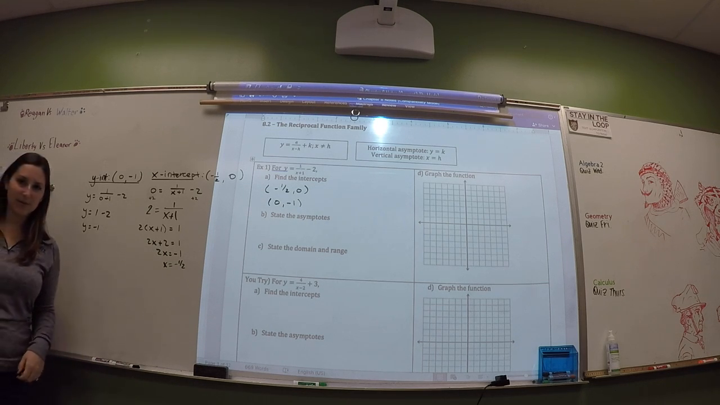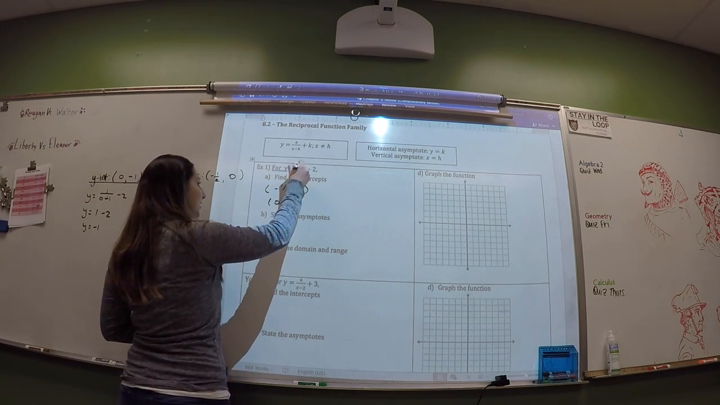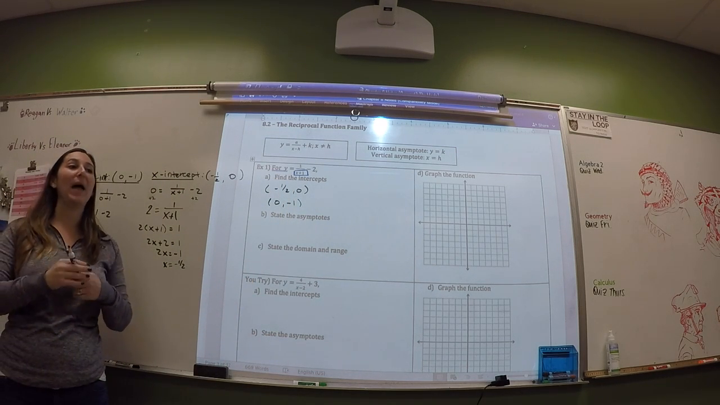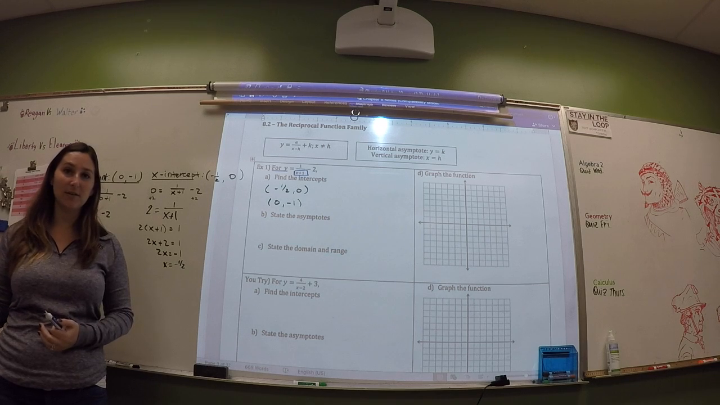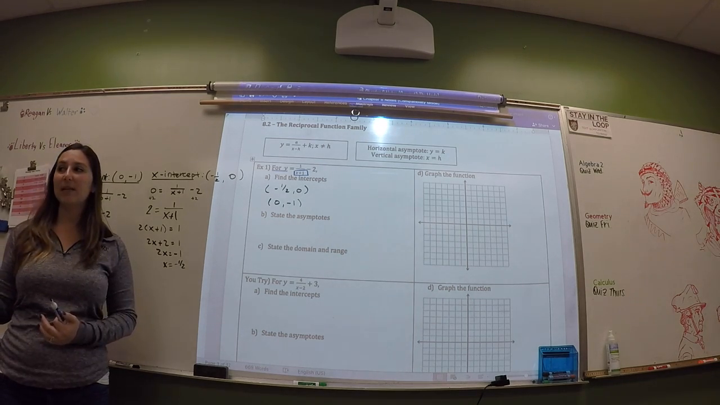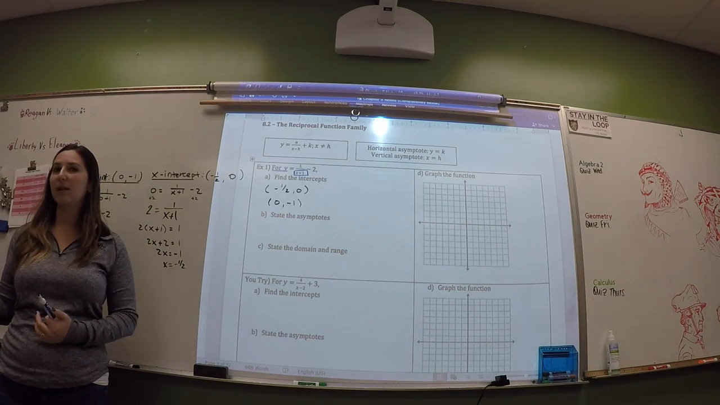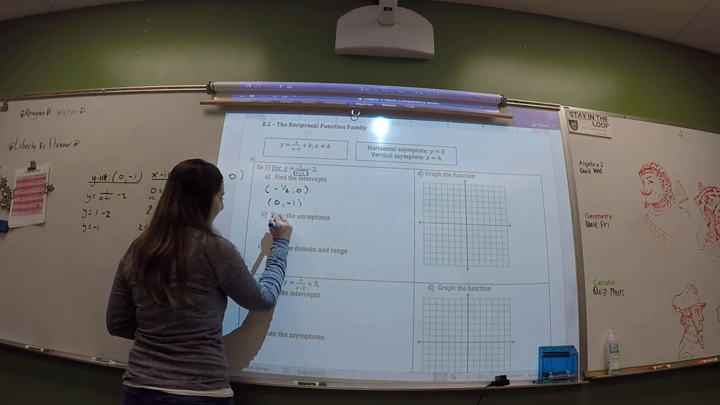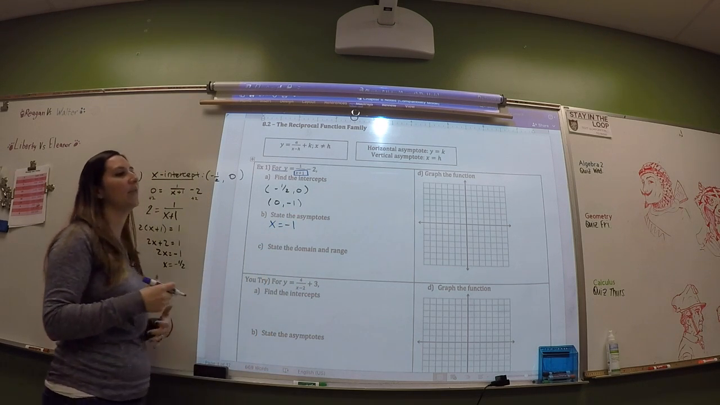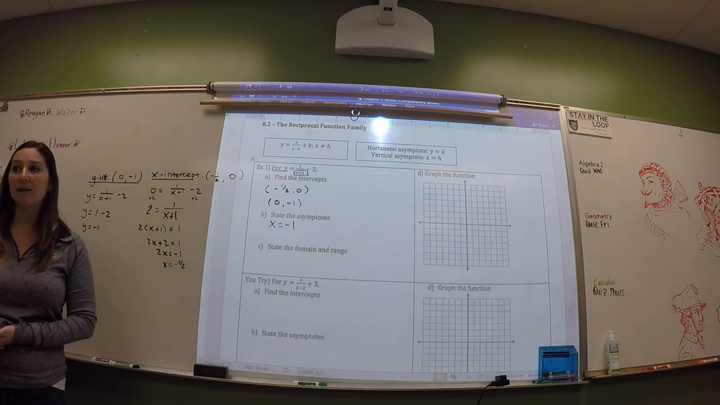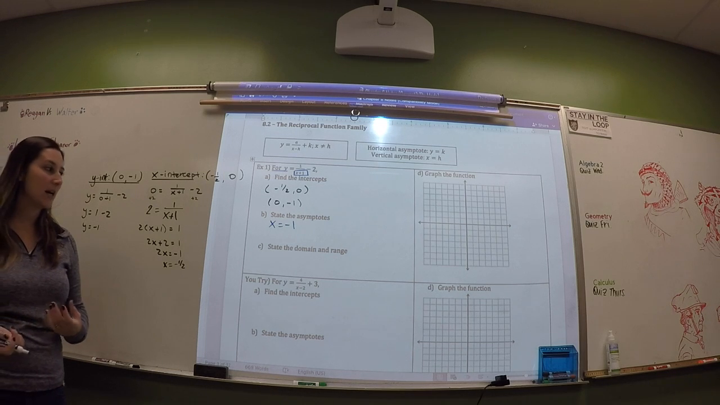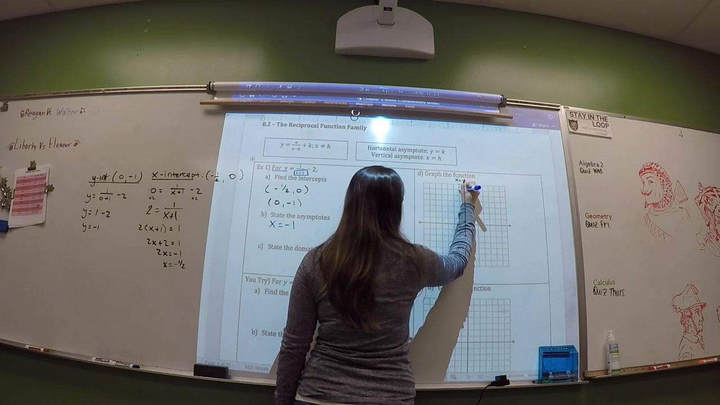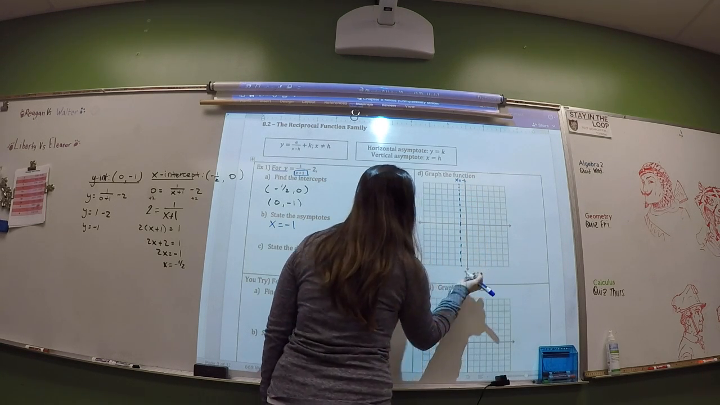Asymptotes. Whatever is going to make this denominator 0 is bad, because we can't divide by 0. We can divide by 1 though. So what x value makes that 0? Negative 1. That is your asymptote. So when x is equal to negative 1, we have an issue. We can't do that because we can't divide by 0. And because we have that issue, that creates an asymptote at x equals negative 1, which I'm going to put in my graph.